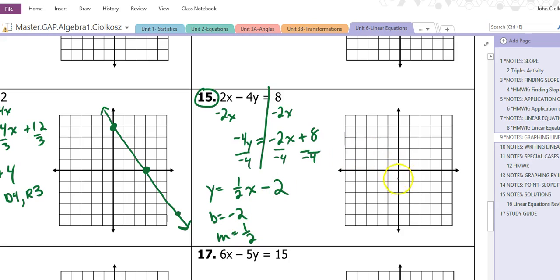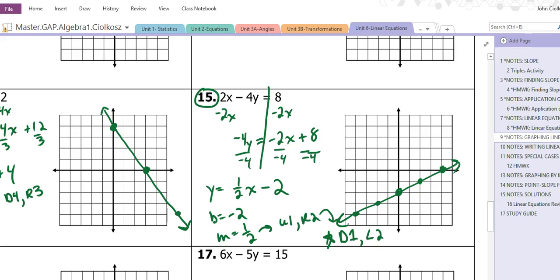So let's plot that negative 2. Now this means I'm going up 1, right 2. So up 1, right 1, 2. Up 1, right 2. Let's go ahead and use the opposite as well here. So the opposite of going up and right would be down 1, left 2. So down 1, left 2. Down 1, left 2. And we get a great line there.